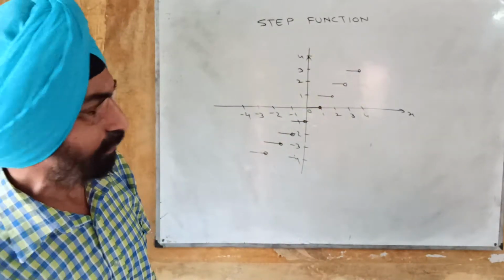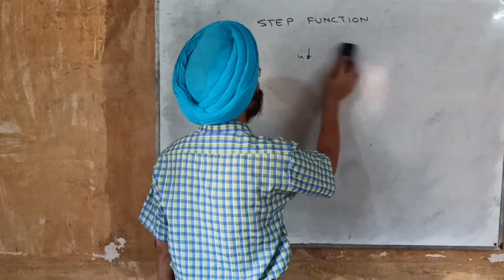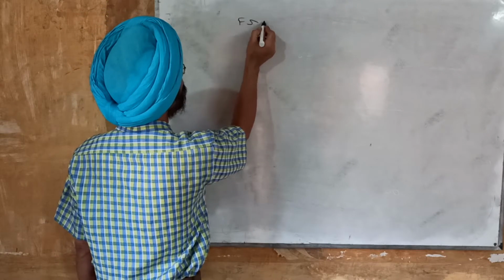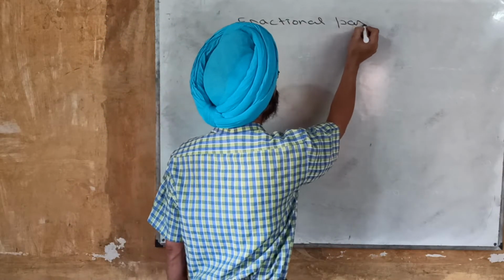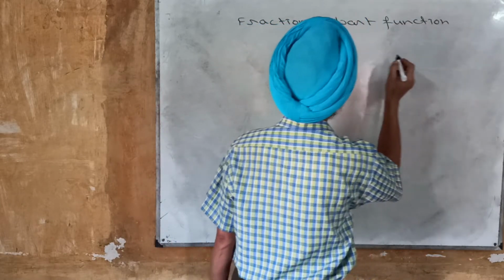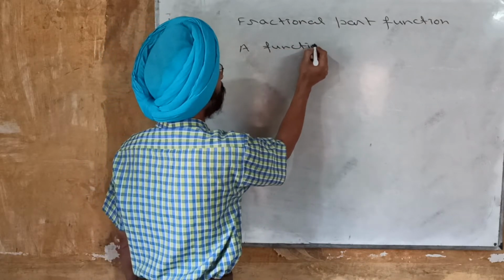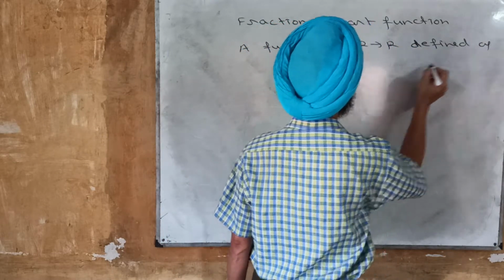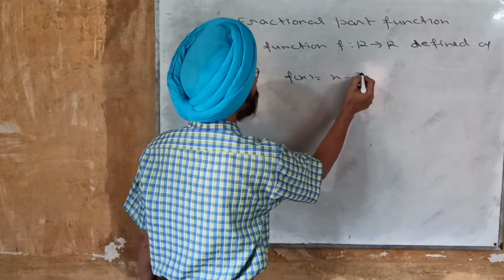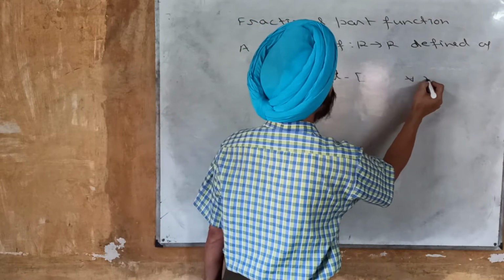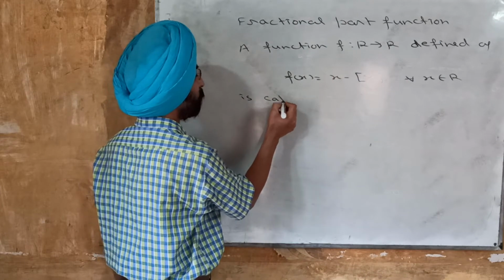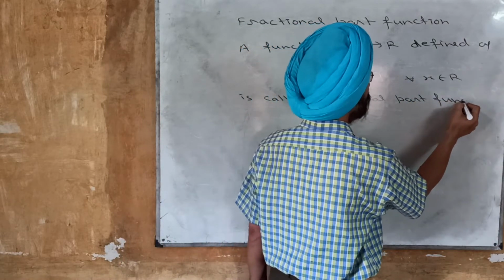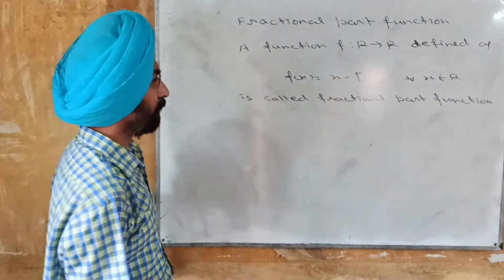So this is the definition of the greatest integer function, and then we will move on to the next definition. The next function is just like the greatest integer function, it is the fractional part function. A function f from the set of real numbers to the set of real numbers defined as f(x) equals x minus greatest integer x, for every x belonging to R, is called the fractional part function.